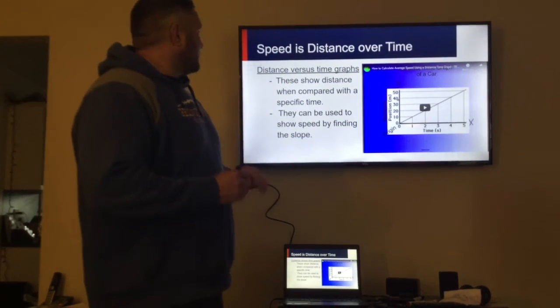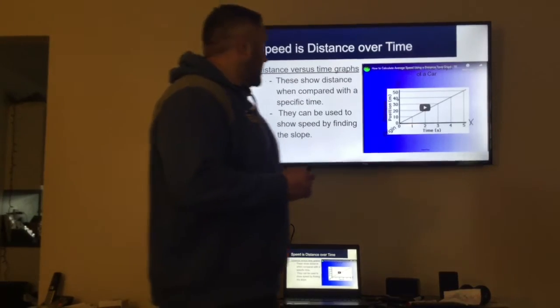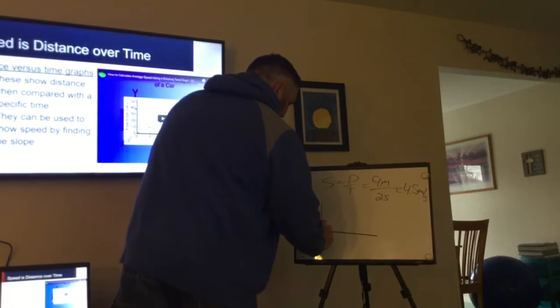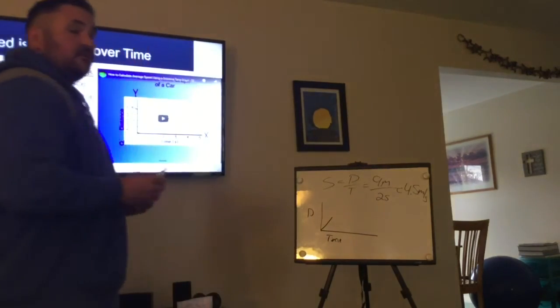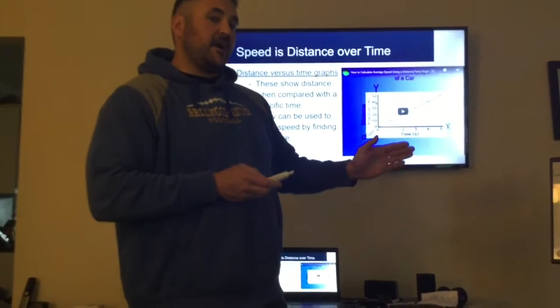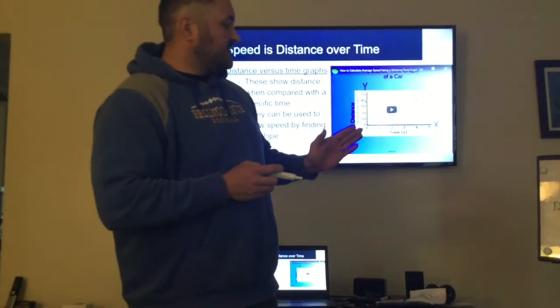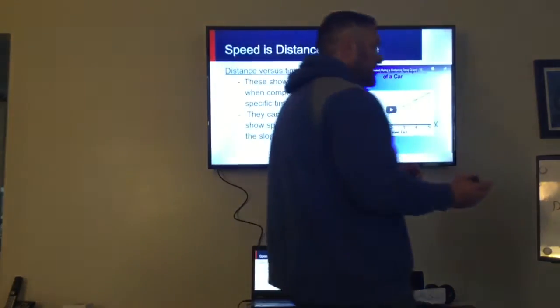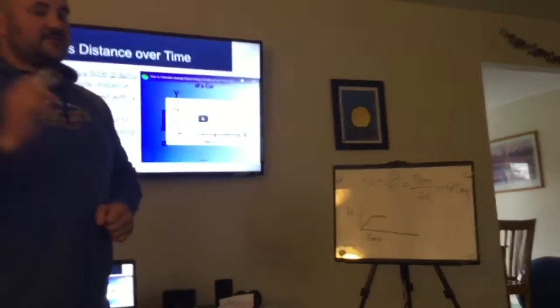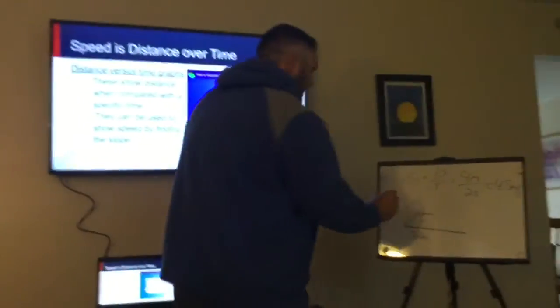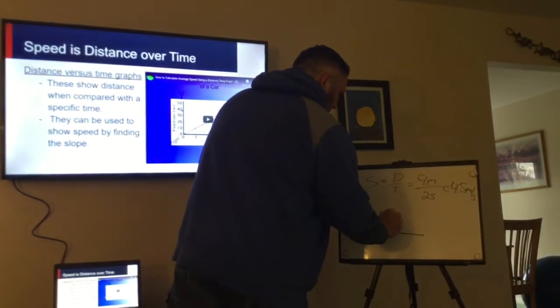Distance versus time graphs show distance over time. You'll see these very often on your standardized tests. So this is distance here, this is time. You'll see a line like that. That is showing you positive speed, and that object is moving usually away from you. If you see a straight horizontal line on a distance versus time graph, the speed here, because there's no slope, is 0.